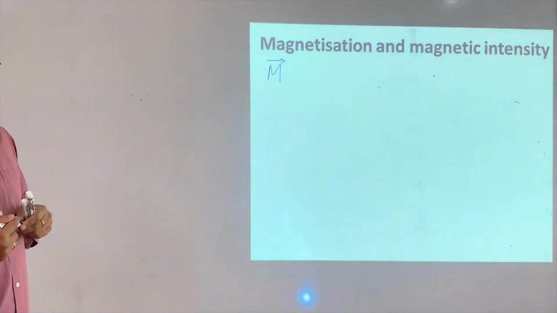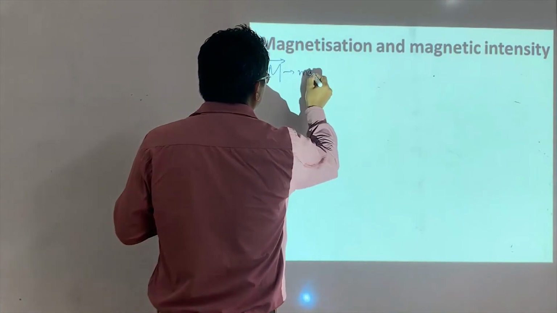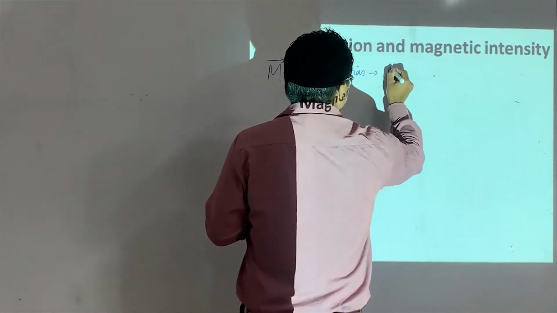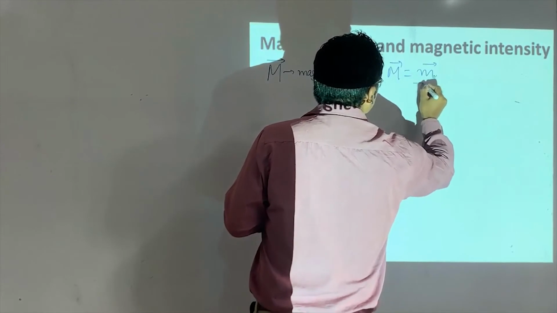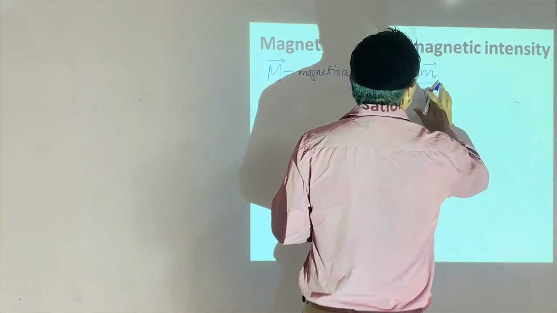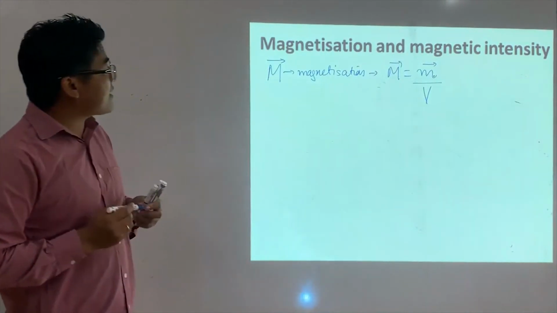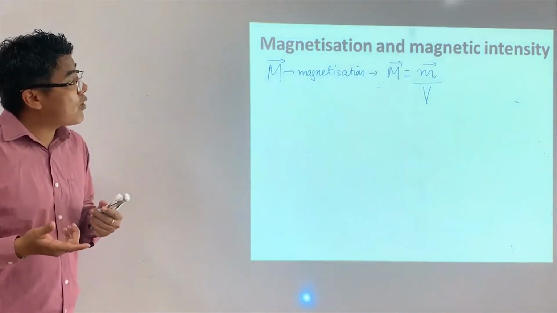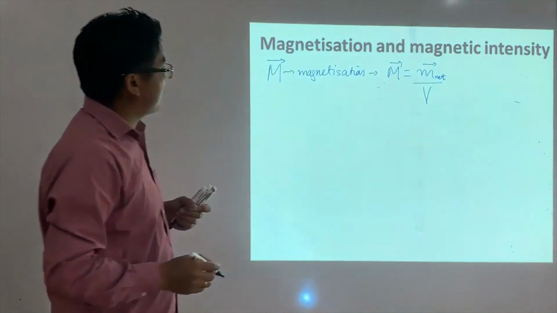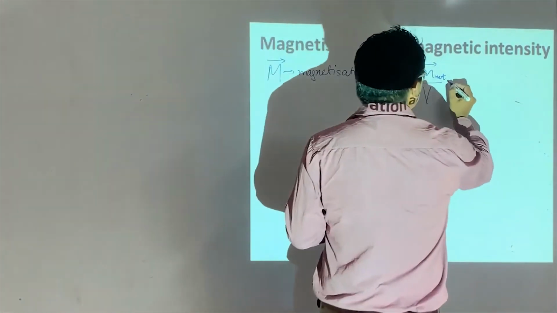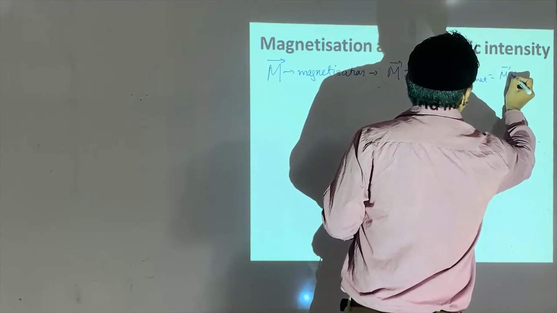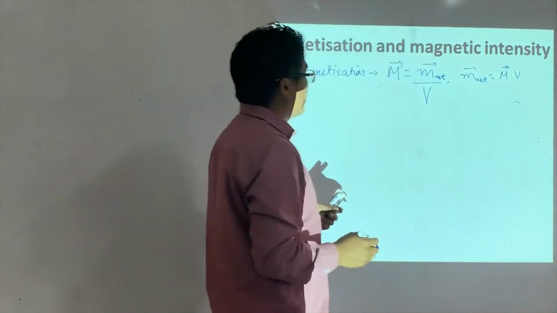So in matter, M refers to the magnetization, and magnetization is defined as net magnetic moment per unit volume. Net magnetic moment per unit volume. So magnetization is a property. Magnetization is defined as the net magnetic moment per unit volume. And net magnetic moment is defined as magnetization multiplied by volume. That's correct.